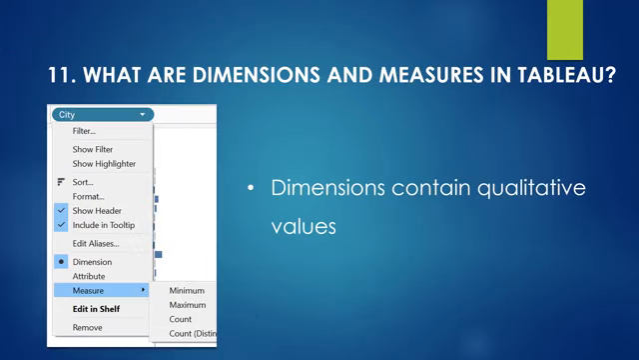Then we have what are dimensions and measures in Tableau. So first, dimensions contain qualitative values. For example, they can be cities, regions, categories, segments, etc. And as you can see here, when we want to use a measure for a dimension, we have only 4 types. We have either the minimum, the maximum, the count, or the count distinct.